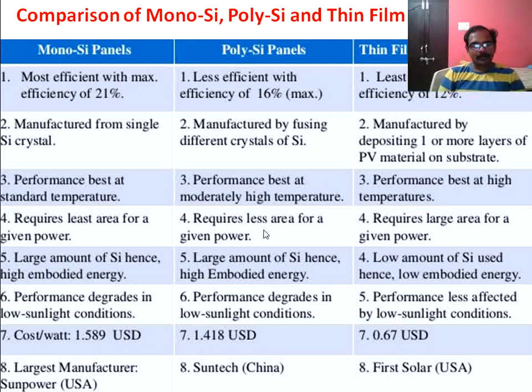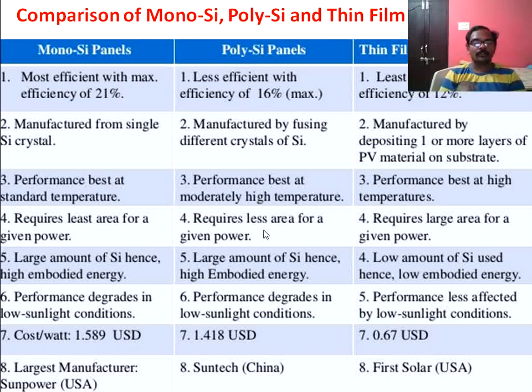One more important parameter is that performance degrades in low sunlight conditions. If the sunlight is not proper, then the performance is less. As the solar radiation decreases below the standard of 1000 watt per square meter, to 800, 750, 300 or 200, the performance decreases. In a thin film solar cell, the performance is less affected. Of course it will be affected, but that effect is less compared to mono and polycrystalline solar cells.